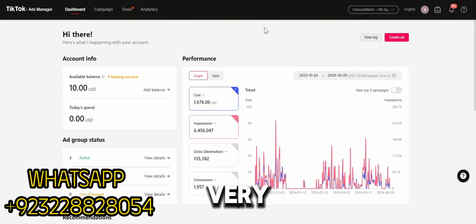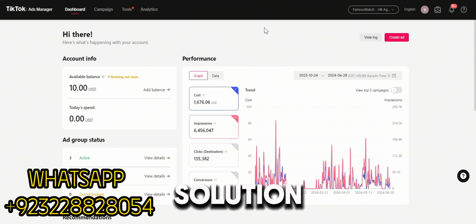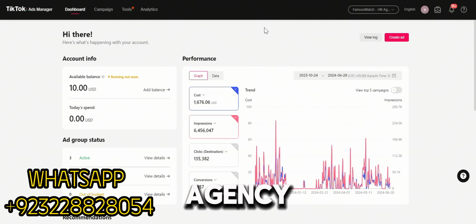Today our topic is very special for those people who got banned by TikTok and who face suspension issues again and again in TikTok agency accounts or TikTok simple ads accounts. Okay, today I will give you a very good solution for that. So let's get started. We have two options as a solution to suspension of TikTok agency ads accounts.